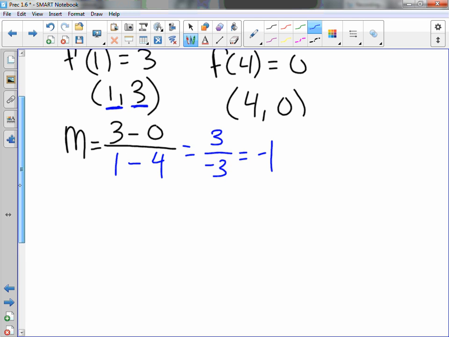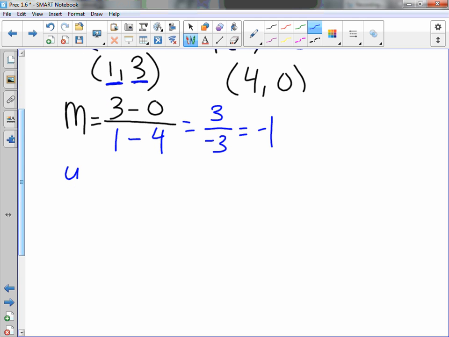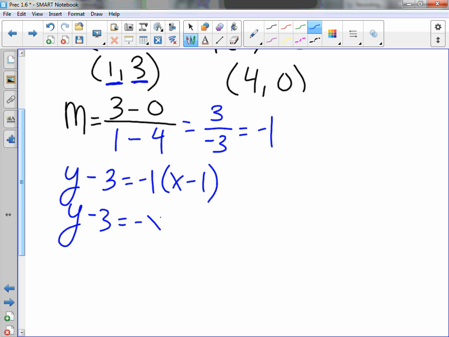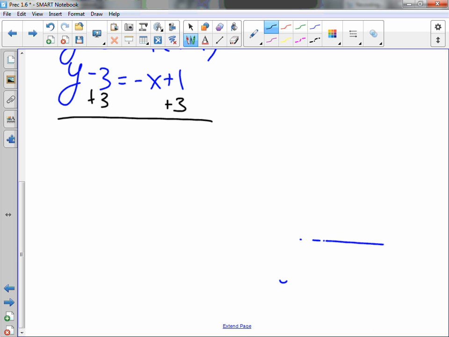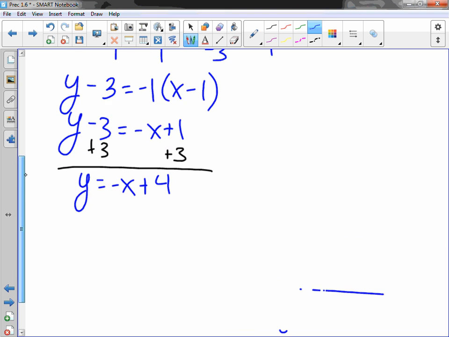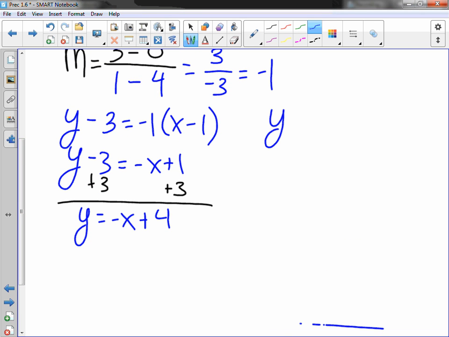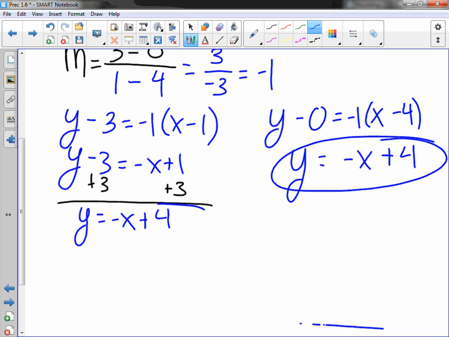I'm glad I did both equations, both lines. So we do y minus 3 equals negative 1 times x minus 1. So here y minus 3 is equal to negative x plus 1. And at this point, we can add 3 to both sides, and we get the equation y equals negative x plus 4. Now let's do it with the other point. y minus 0 equals negative 1 times x minus 4. The y minus 0 is just y. Now we multiply through the negative, and we get negative x plus 4. Okay, now we get the same one.